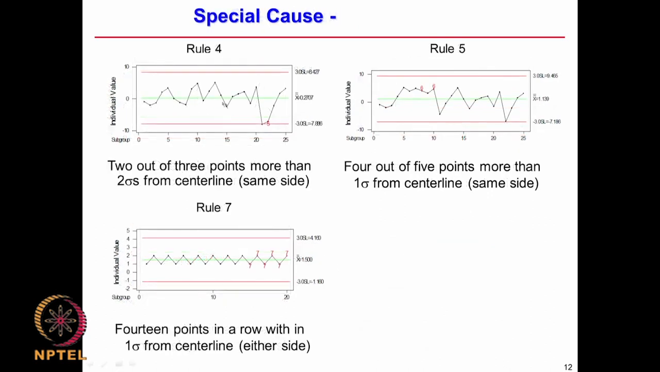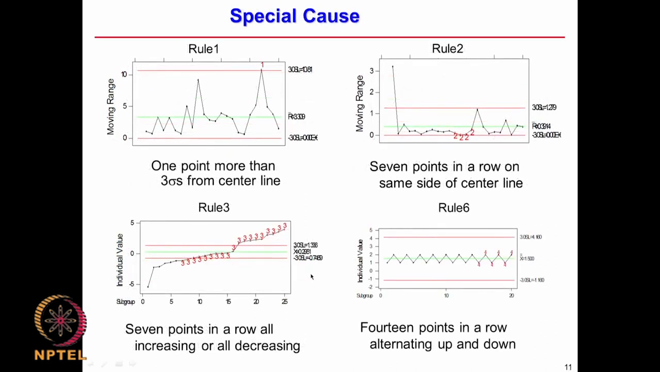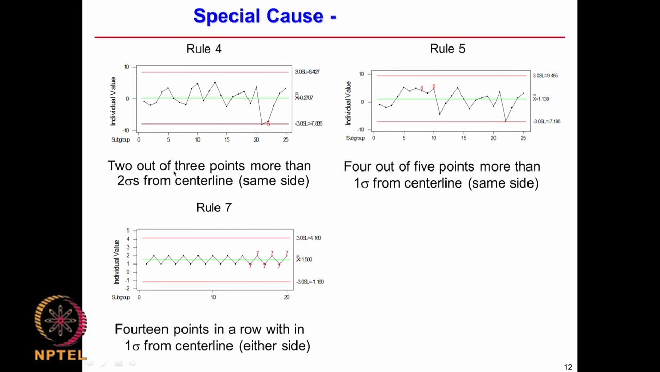2 out of 3 points more than 2 sigma. 4 out of 5 points more than 1 sigma from the center line. 14 points in a row within 1 sigma from the center line. All these mean that if you have such a situation, obviously something is happening with your system. There is a special cause variation, and you had better check your process so that you do not have the entire process exploding in front of you. This is a very important point you need to keep in mind.